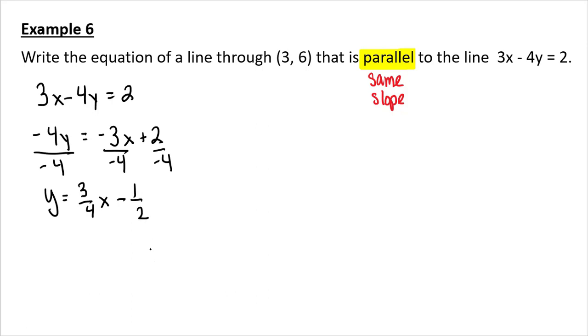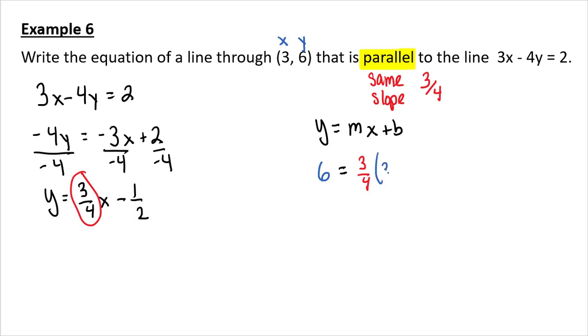Okay, so my same slope. What I'm plugging into y equals mx plus b over here, my slope is going to be 3/4. And then over here, remember we have an x and a y. So I have y, which is 6, equals my m, which is the same one as this line over here. This was my slope. x is 3 plus b. Oh, now we have to work with some fractions. And that's okay. 6 equals 9/4 plus b.